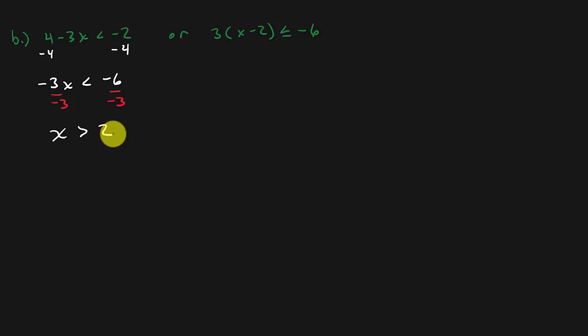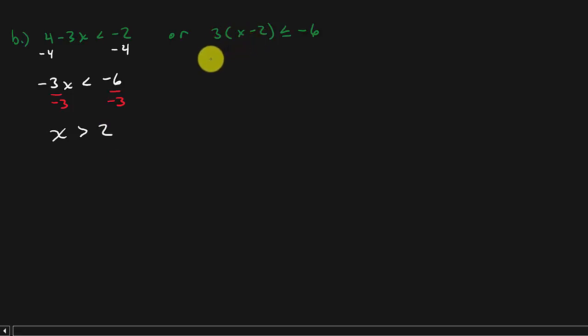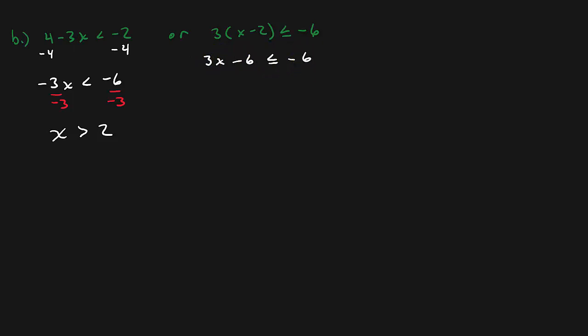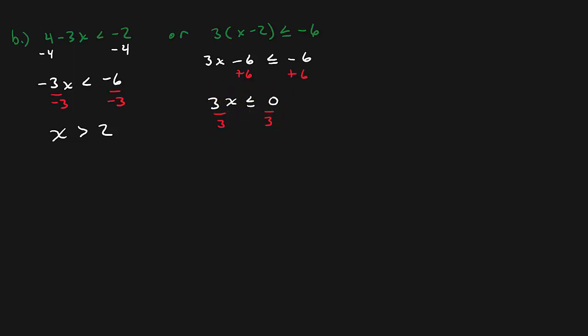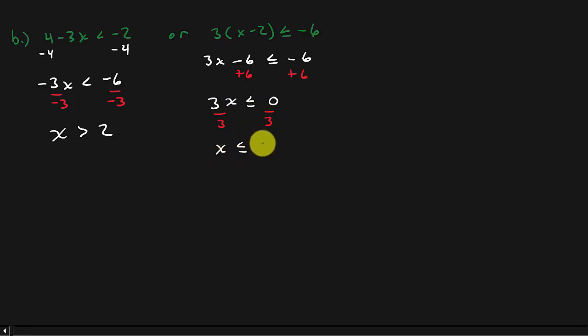And now let's solve this one. So I'm going to clear the parentheses. 3x minus 6 less than or equal to negative 6. And then I'm going to add 6 to both sides. And so I get 3x is less than or equal to 0. Then I'll divide both sides by 3. So I get x is less than or equal to 0.